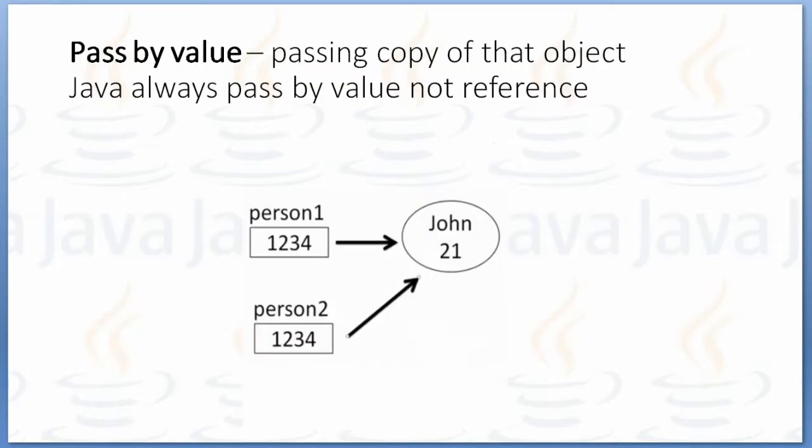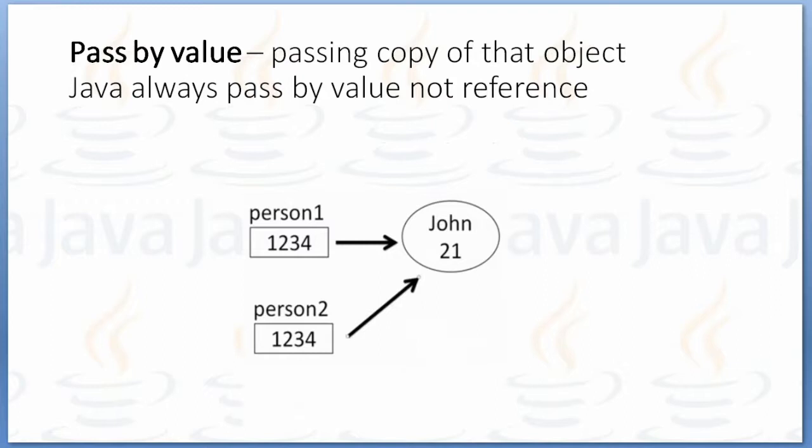Pass by value, another popular one. Passing a copy of that object. Java always passes by value, not by reference. So this is a screenshot of an example of how pass by value works.